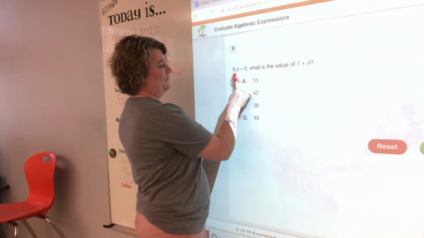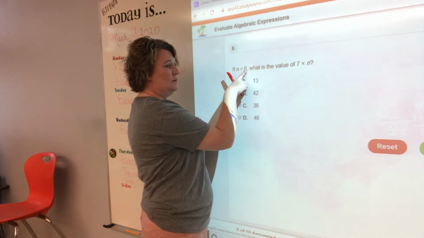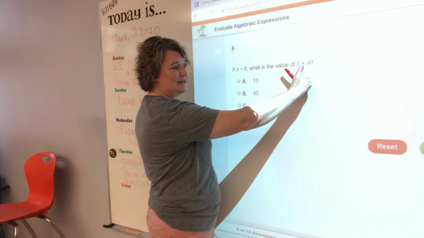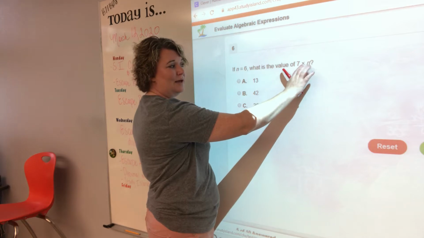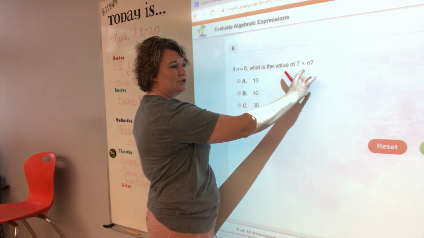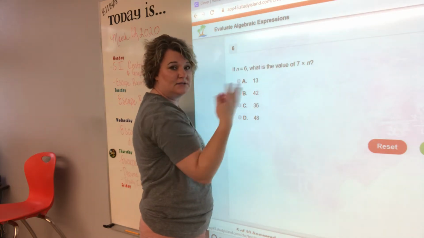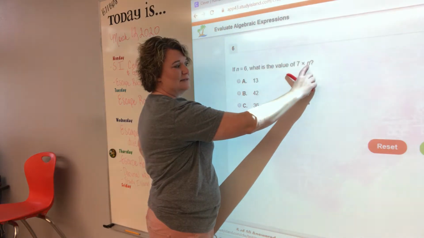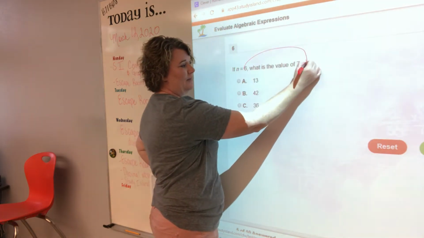Okay, now if n is 6 this time, and everywhere you see n, you're going to put a 6 in that place, then what is the value of 7 times n? And I don't like that times. I wish it was a dot, because I think that can kind of get confused with the letters. But you can tell they've made the multiplication sign a little bit smaller as to not confuse you guys. So that's multiplying. So 7 times n. And where's my n? Right here. So if I put a 6 right there.